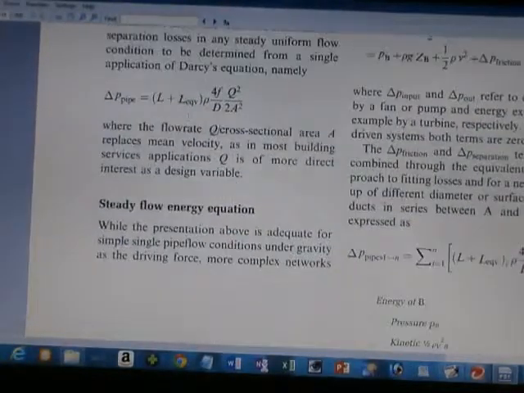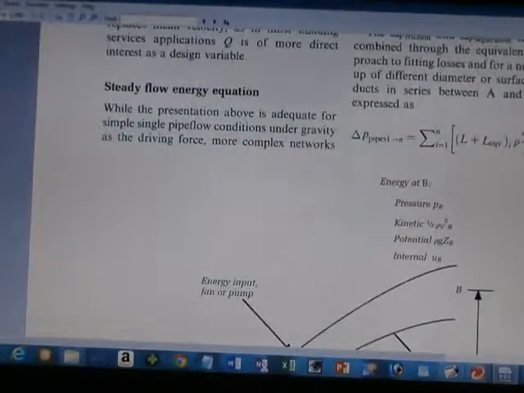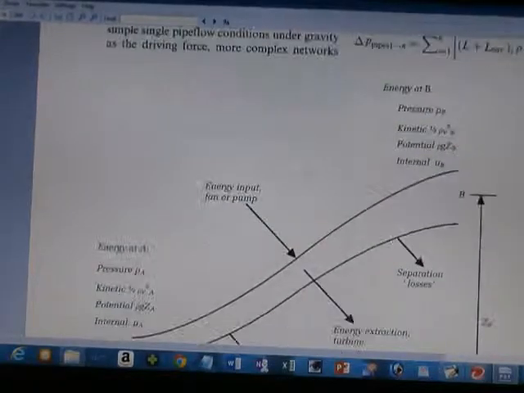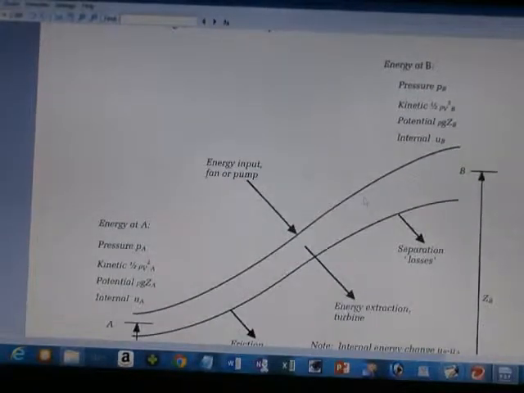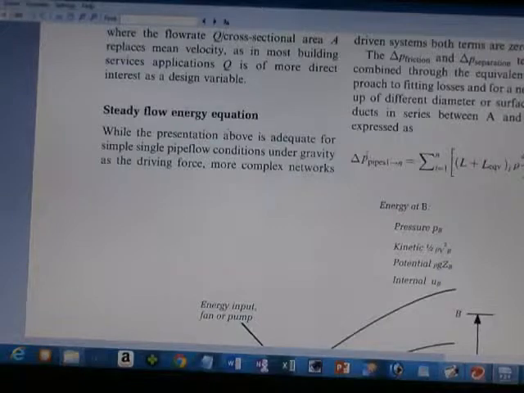So we get a steady flow energy equation for the pipeline. Pipelines carry flowing energy, so in this case we can find the steady flow in the pipeline. These are the symbols: rho is the density, L is the length, f is the friction, Q is the flow rate, and A is the area.